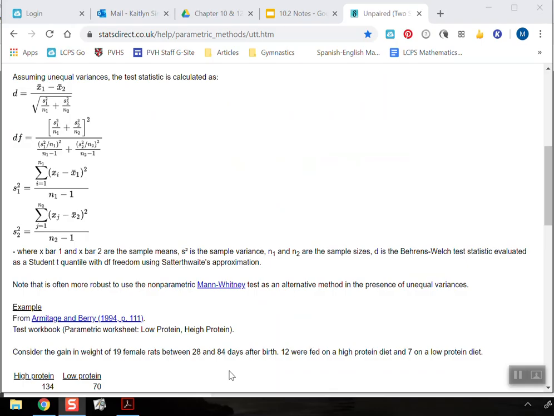The way that the calculator calculates the degrees of freedom is using this formula here. As you can see, it is not a simple formula. So, if you choose to use the calculator to find the confidence interval, that's the formula it will use. But if you are doing it by hand, just use the smaller value, either n1 minus 1 or n2 minus 1.